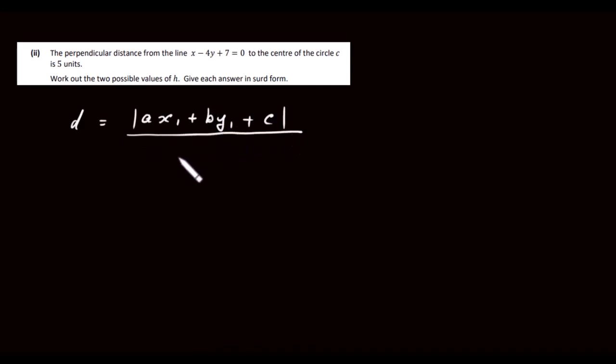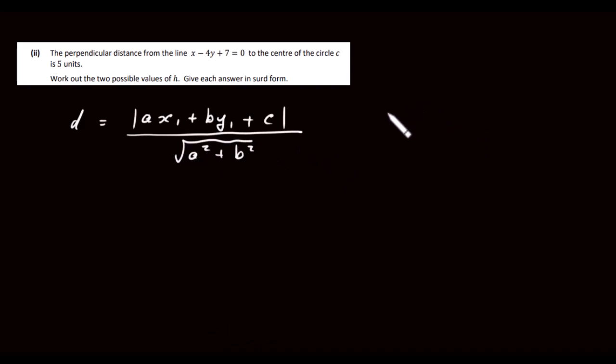The perpendicular distance from the line x minus 4y plus 7 is equal to 0 to the center of the circle C is 5 units. Work out the two possible values for h. Give your answer in surd form. From your tables, you know that the distance from a point to a line is given by the modulus of ax1 plus by1 plus c all over the square root of a squared plus b squared.